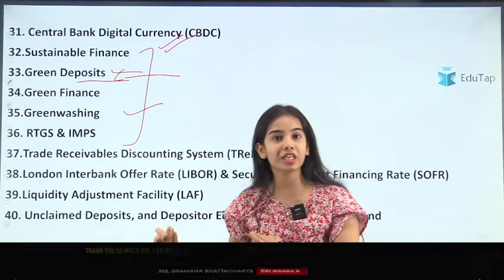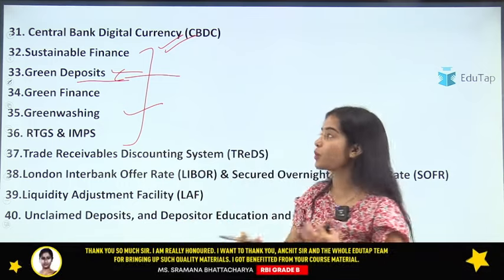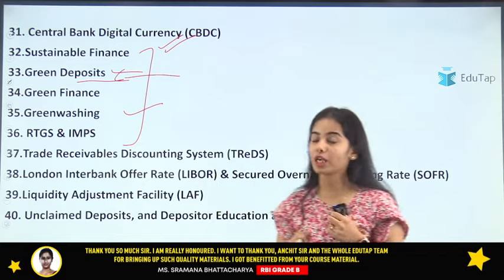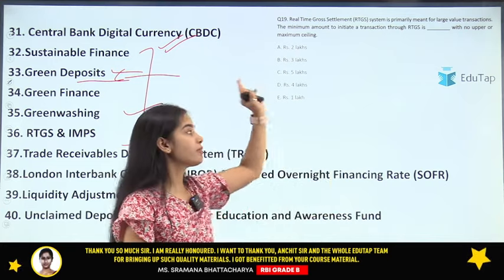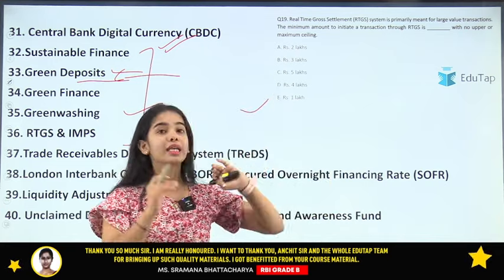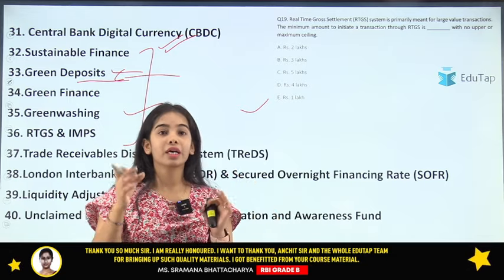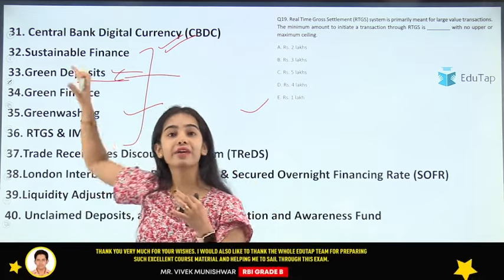So from the banking awareness point of view, from the finance current affairs point of view, these terms are very important. Okay. RTGS, IMPS. So a direct question has come in the previous year regarding the RTGS. You can understand that a direct question can come regarding their limits or regarding the definitions also.